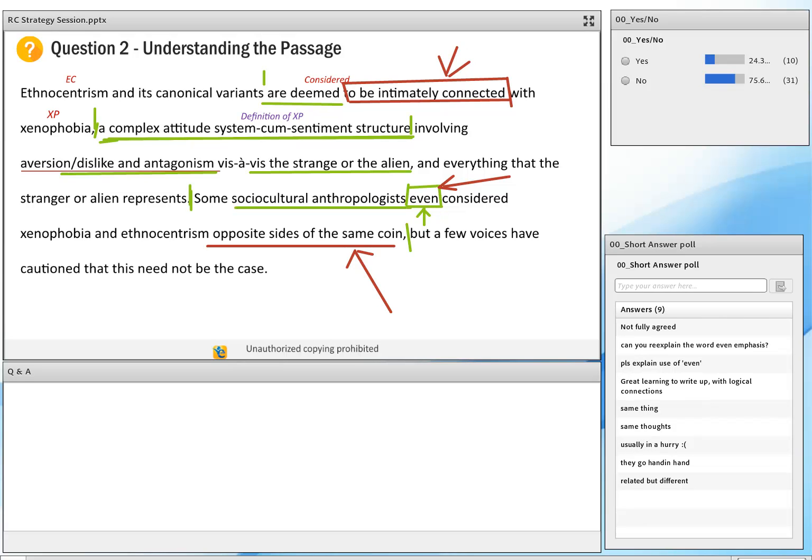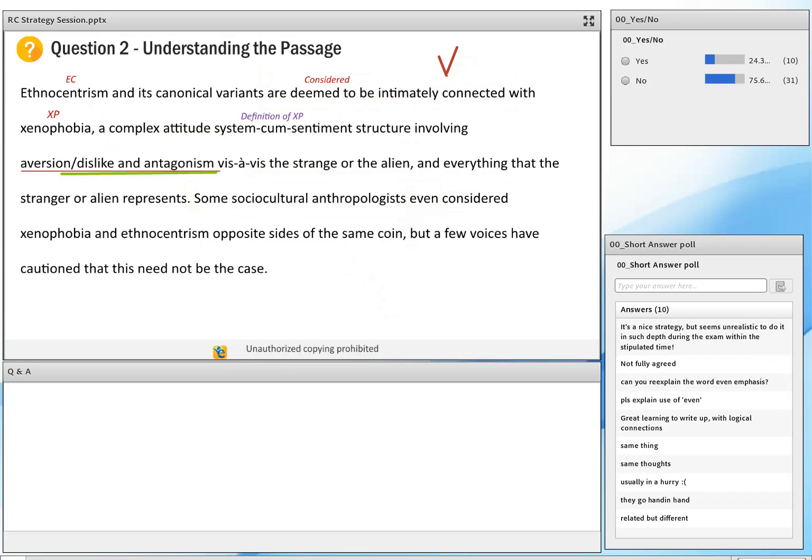Okay, so I'm going to explain the word "even" again, because there are some of you who have doubts. Essentially, the author initially said that there are some people who think that EC and XP are closely connected. Now, some sociocultural anthropologists even considered XP and EC opposite sides of the same coin. What the author is saying is that some people went far, who actually thought that these two coexist, that if one exists, the other has to exist.